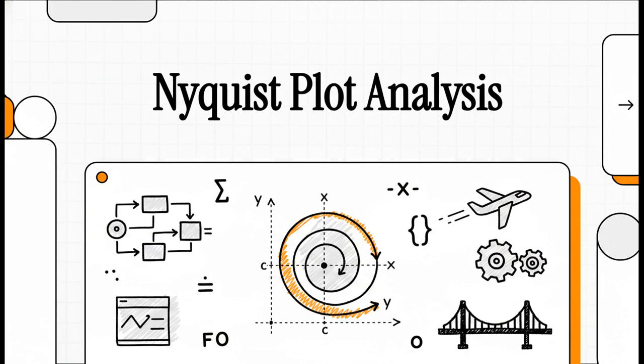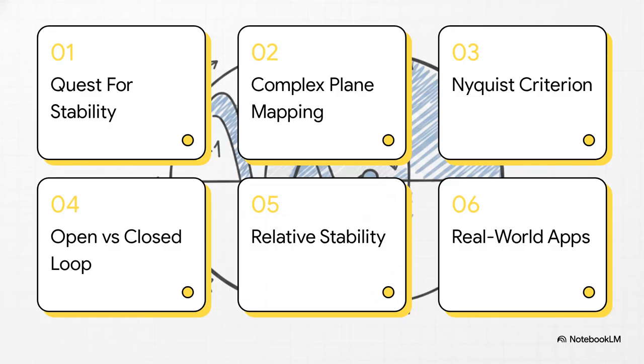Today, we're going to break down this complex plane analysis using intuitive concepts and real-world applications so you can see exactly how we predict system stability. We've got a pretty packed agenda today. We're going to start with the quest for system stability, then map the complex plane, define the Nyquist stability criterion, compare open versus closed-loop systems, look at measuring relative stability, and then wrap the whole thing up with real-world engineering applications. Let's get right into it.